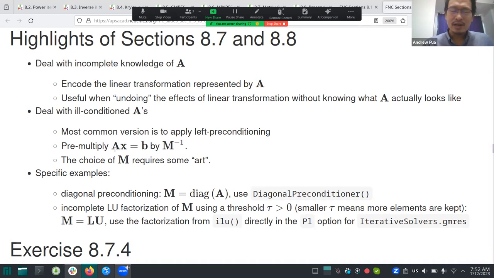You want a preconditioner that doesn't change this system of equations too much. You still want to find X. That's one. The second is that you want to solve the system of equations fast enough, without distorting the equality of this system of equations.